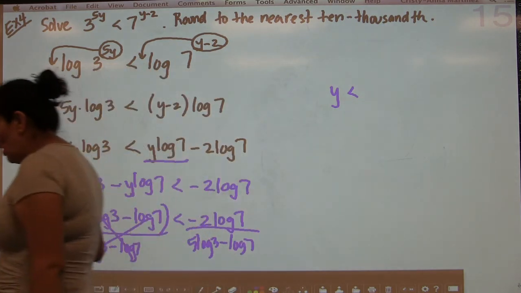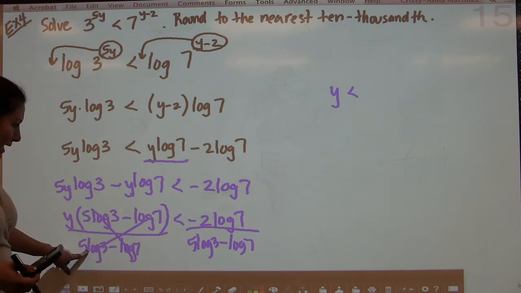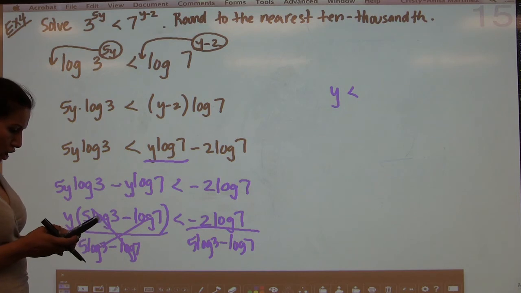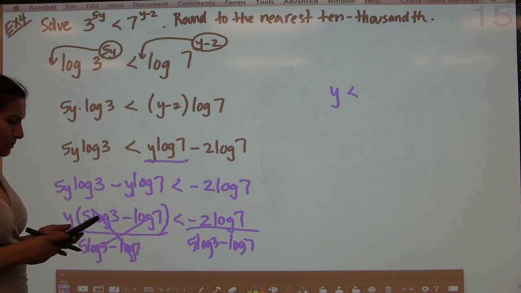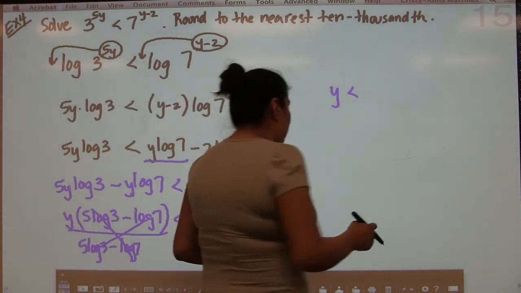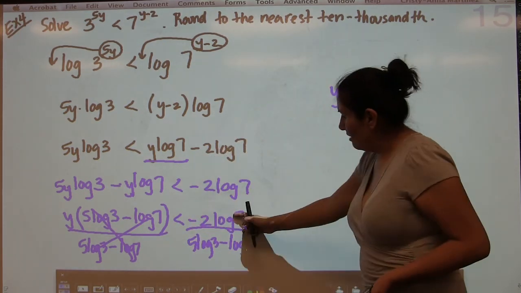Now the only thing you have to make sure is that your inequality symbol doesn't need to be switched. Because remember that whenever you divide by a negative, you have to switch that symbol. So I'm going to check what is 5 log 3 minus log 7. That number is positive 1.54. So I don't need to switch my symbol. But my answer is going to be negative because it's negative divided by positive.